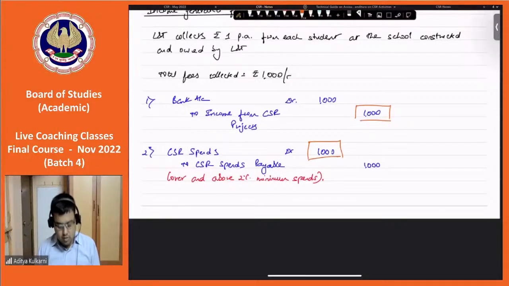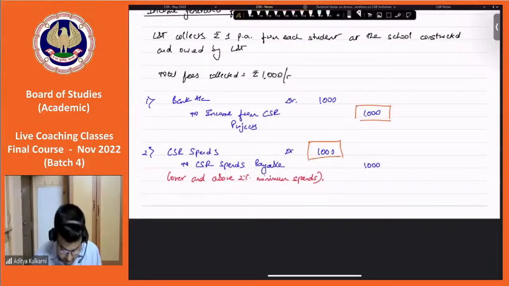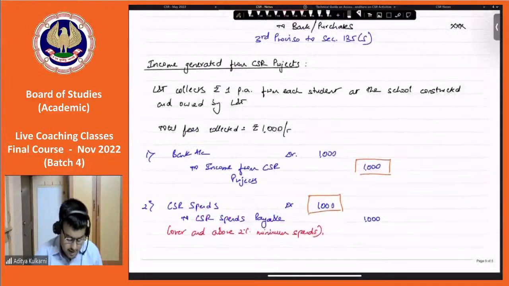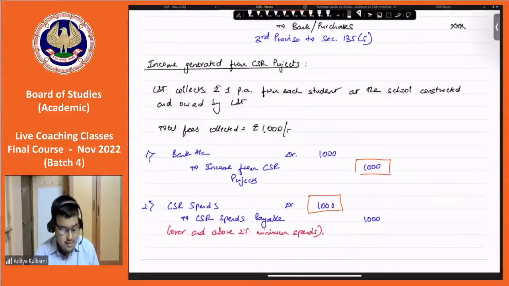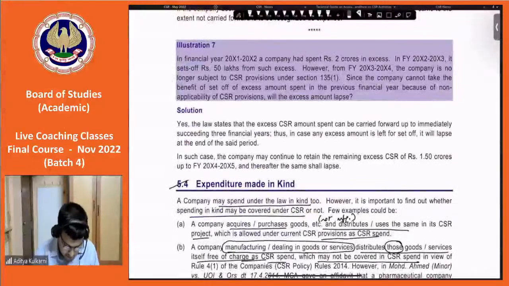Is it okay? So this is how you are going to recognize the income and immediately the corresponding CSR spends. Recognize the liability and you will have to treat it as a liability to be incurred within the ongoing project. All those things will continue. So this is what is going to be your treatment in the case of income generated from CSR projects. So that takes care of this part.